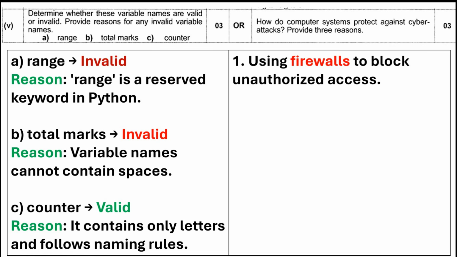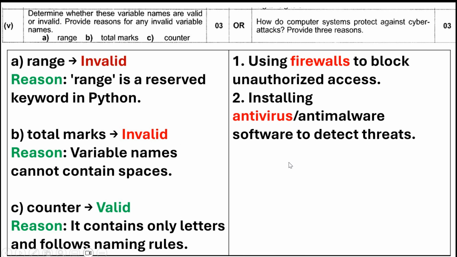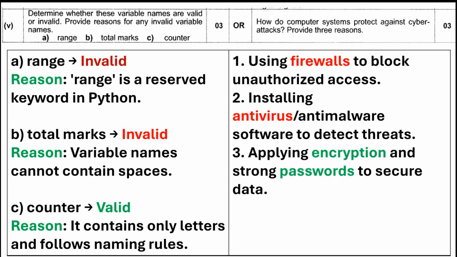How do computer systems protect against cyber attacks? Provide 3 reasons. Number 1 is a firewall. You have to apply a firewall and it will prevent unauthorized access. Using a firewall to block unauthorized access. Number 2, installing antivirus and anti-malware software to detect threats. Number 3 is applying encryption and strong passwords to secure data.